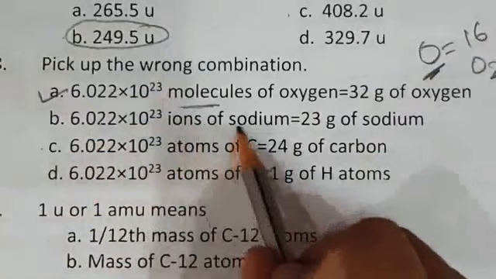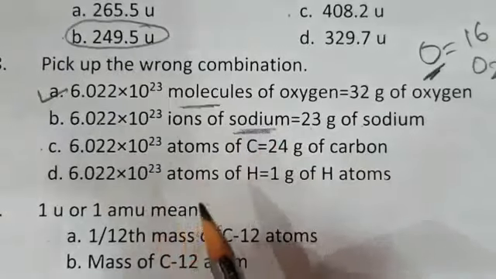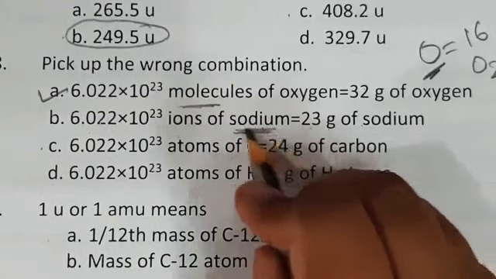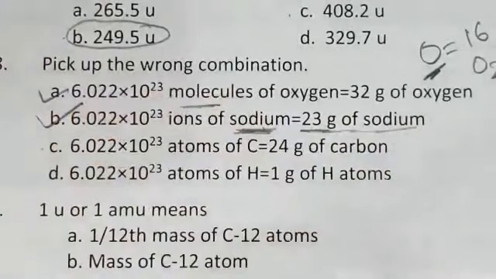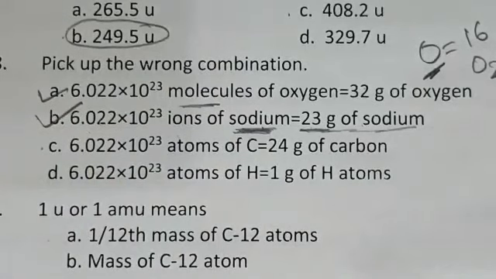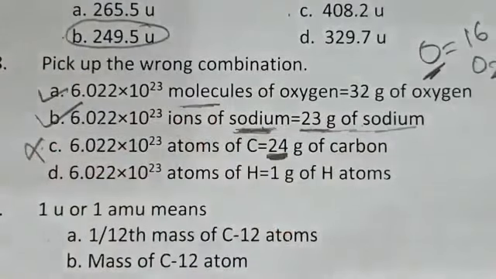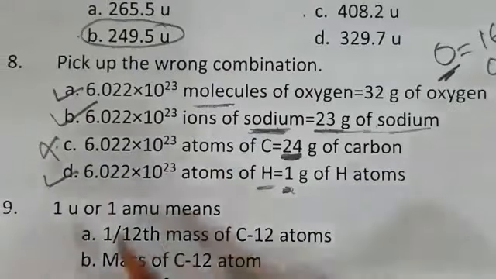Second, 23 gram of sodium. What is the atomic mass of sodium? The atomic number is 11, and the atomic mass is 23. So 23 gram of sodium is also correct. Third, for carbon, what is the atomic mass of carbon? It is 12 gram. So it is given 24. So this statement is wrong. Fourth, for hydrogen, what is the atomic mass? It is 1. So this statement is correct. So the wrong combination is C option.